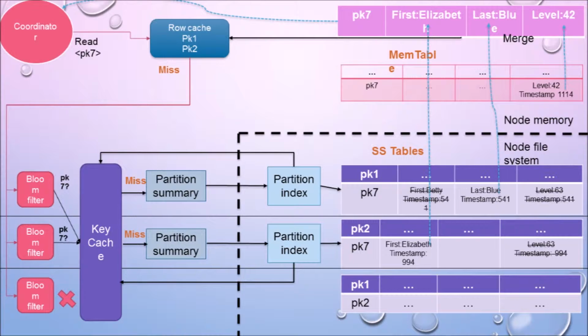If that key is not there in the key cache, well, maybe it's not there, or maybe it is there. So then you have something called a partition summary. Think of it as an index of an index.